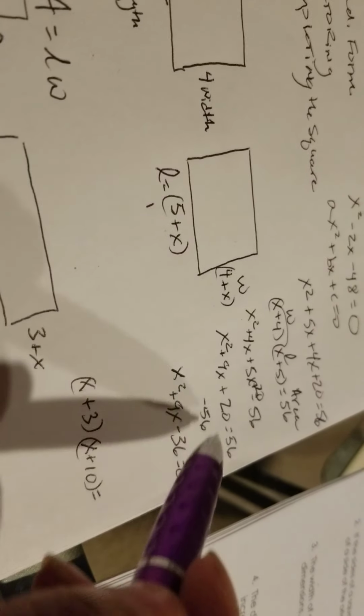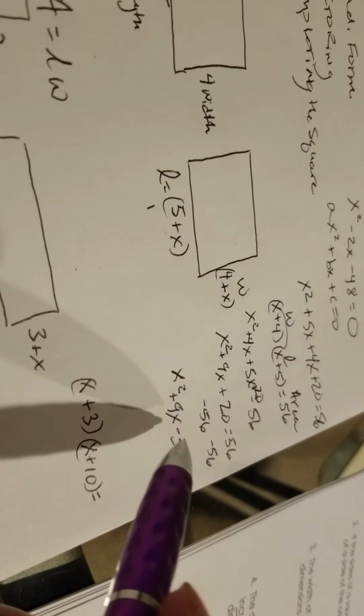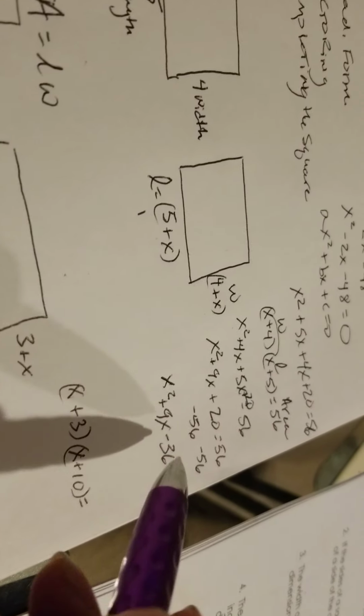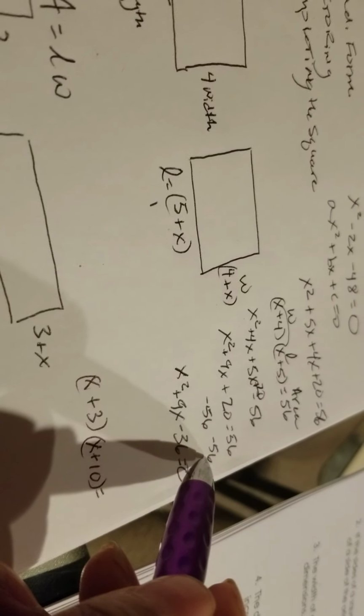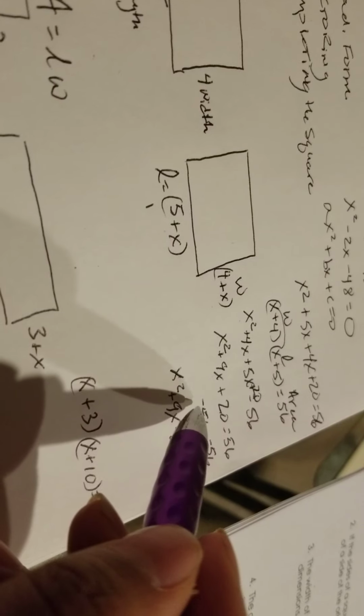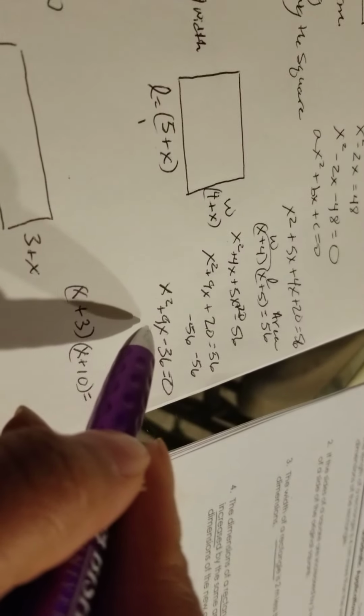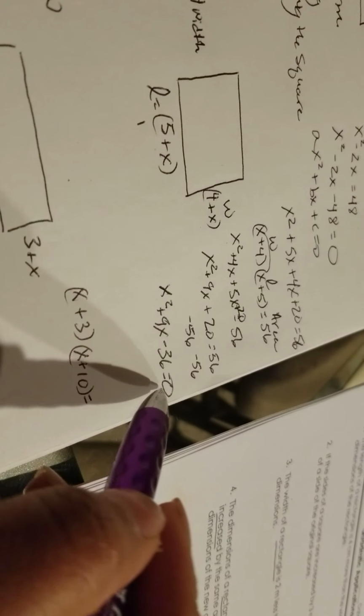So now again, we want a quadratic in the form AX squared plus BX plus C. So we're going to move the 56 over here. You're subtracting 56 from both sides. So now you have X squared plus 9X minus 36 is equal to 0.